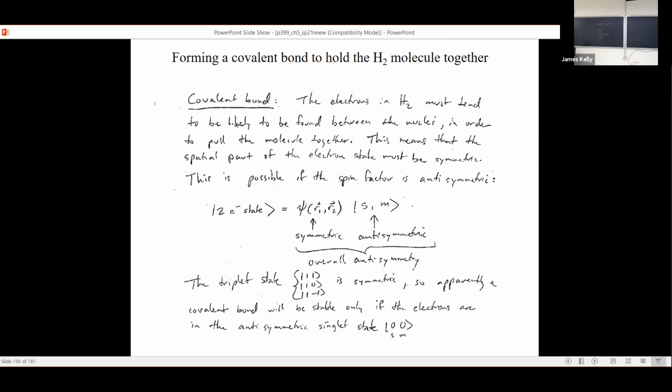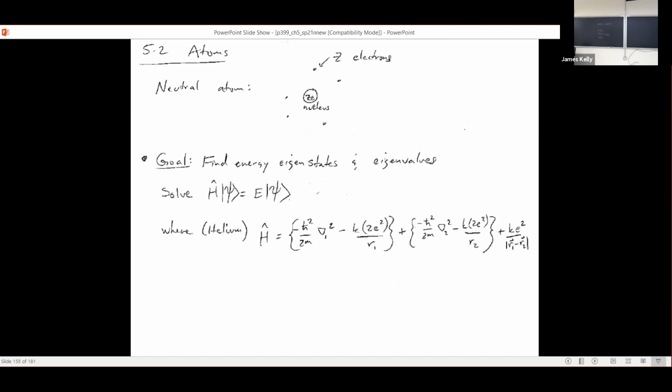Yes, so it has to be in the anti-symmetric singlet state, the electrons in that case. Okay, let's get into section 5.2 now, which is a crude model of how to think about the structure of atoms. Maybe you've talked about this in your chemistry courses, but now we can think about it in light of what we've learned in quantum mechanics.